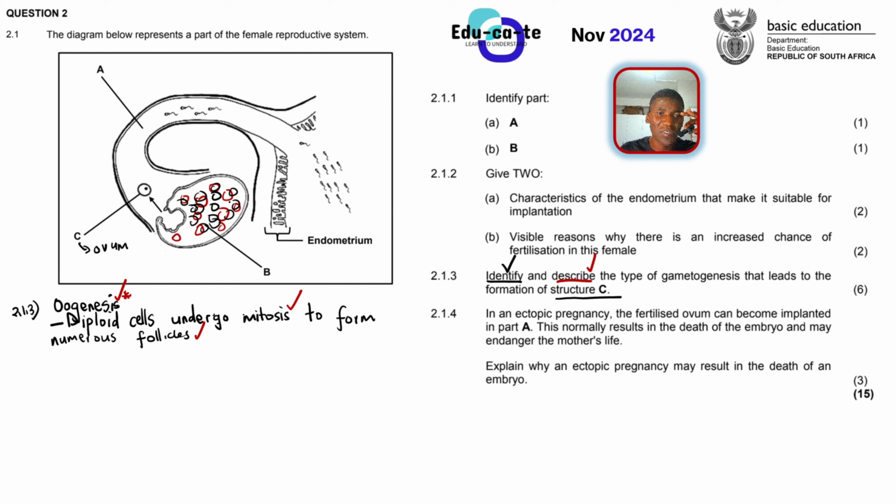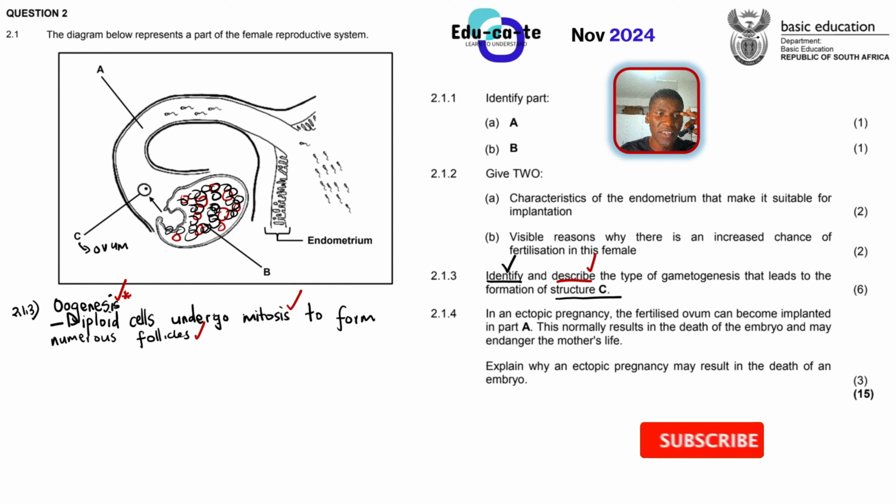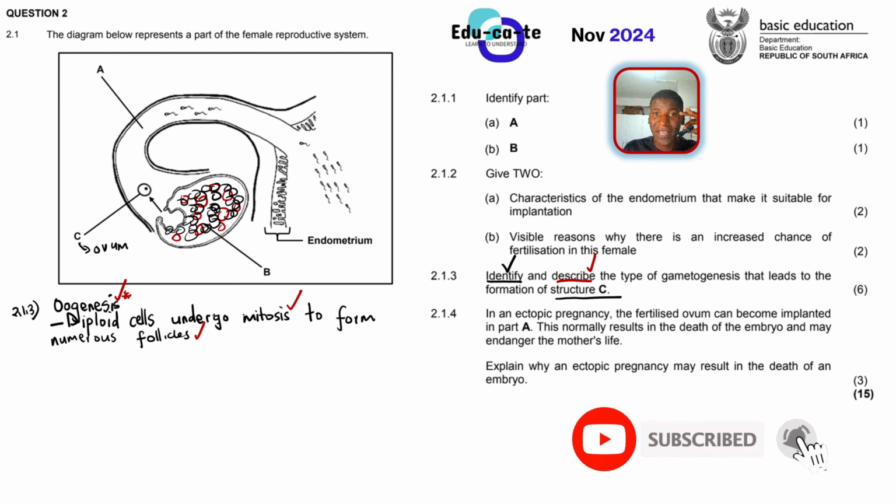They will start multiplying through the cell division of mitosis. So here they are becoming many. The diploid cells here are undergoing mitosis. And now when we have numerous follicles, what will happen to those follicles?